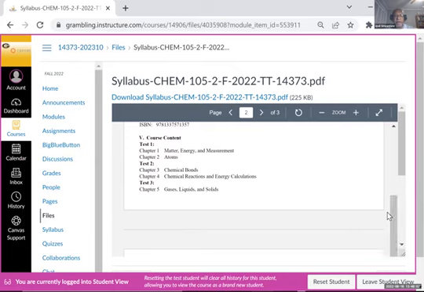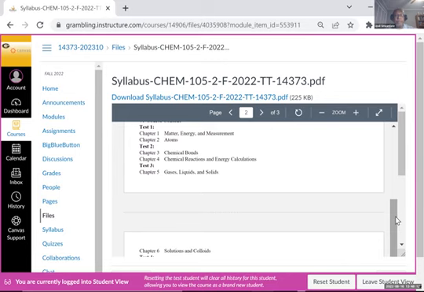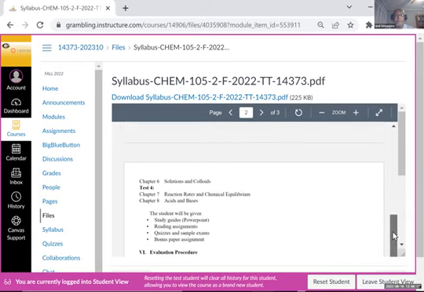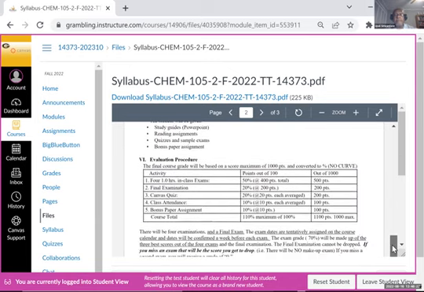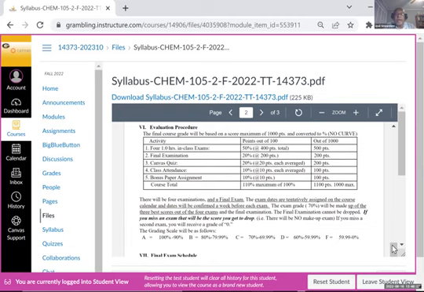Test 1 that covers under module 1 is chapter 1 and 2. Test 2 is chapter 3 and 4. Test 3 is 4 and 5 and 6, 7 and 8, module test 4. Okay, and the important thing is grading policy, evaluation procedure given here.